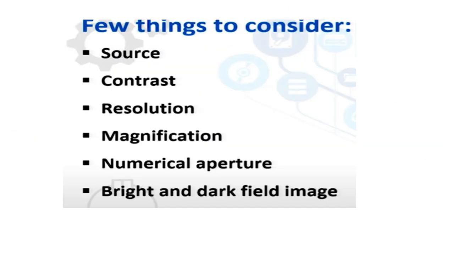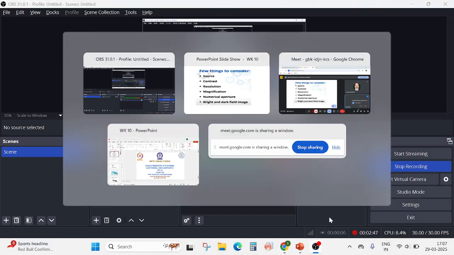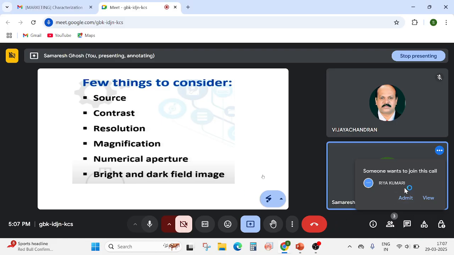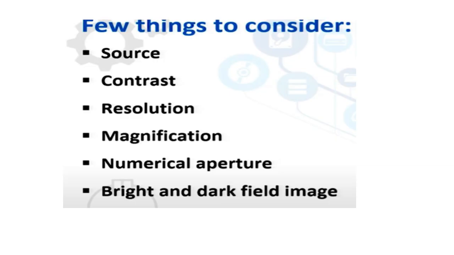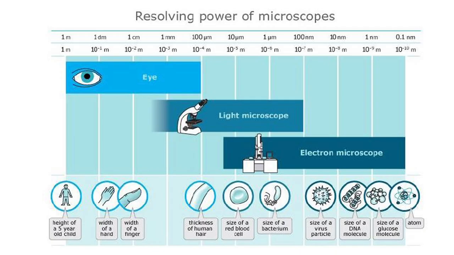Now, what are the specific terms? Before going to the details, we need to consider the source of the light or illumination, the contrast and resolution. These two are very important terms. We will discuss in the next slide. Then magnification, numerical aperture, and bright and dark field image.